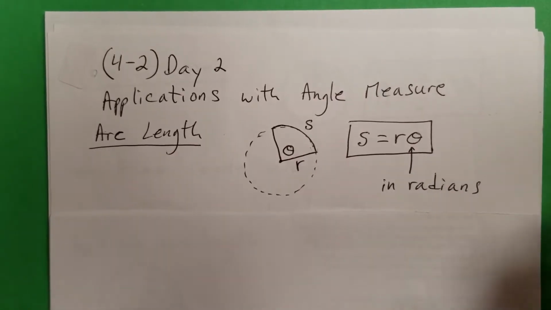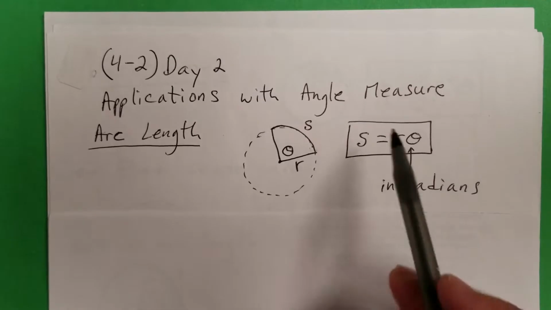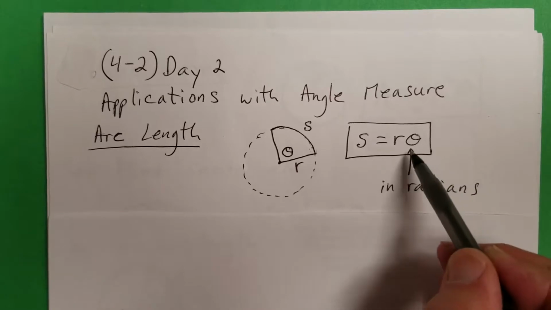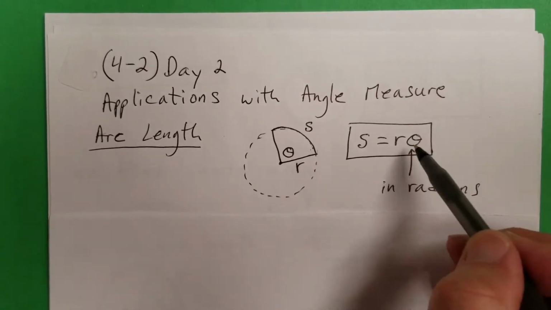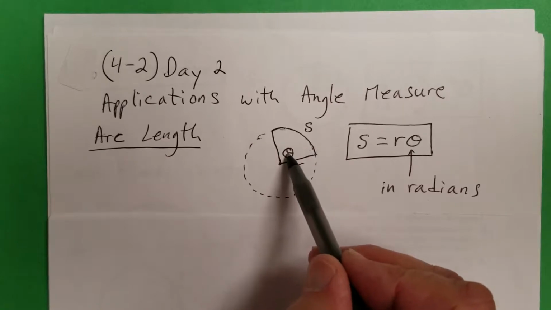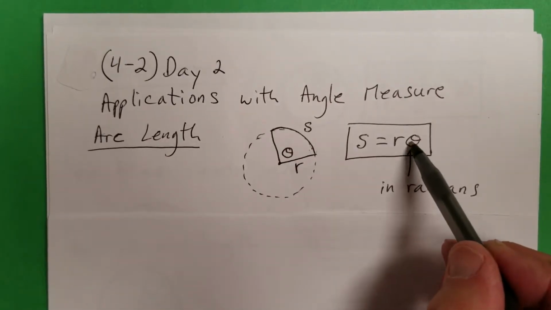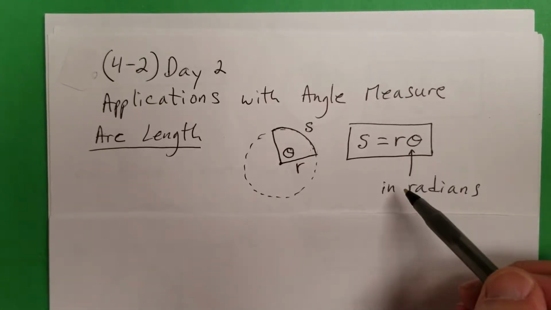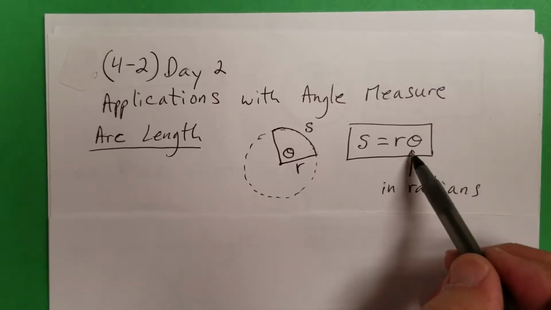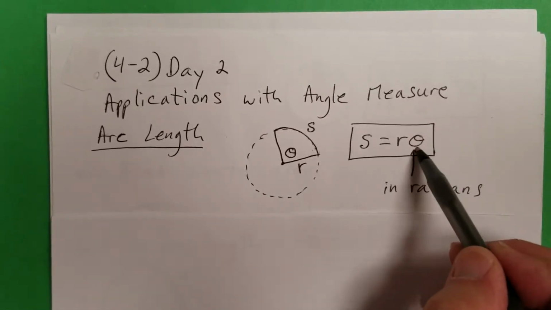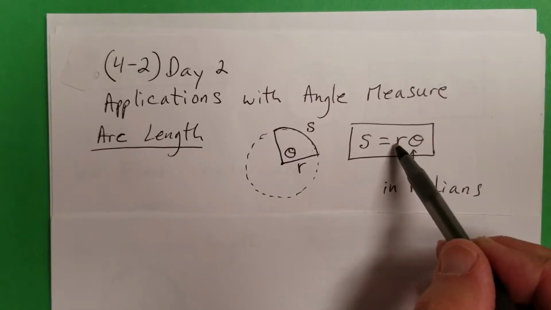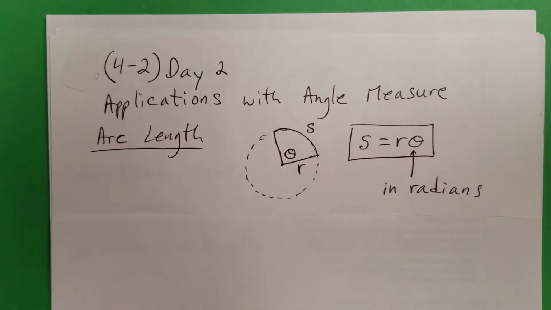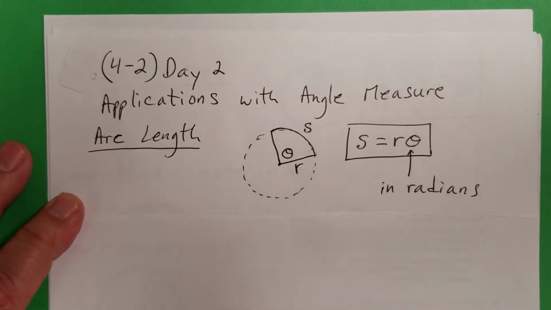We decided that with this formula, we're going to stick with radians. So your angle measure has to be in radians when you put it in this formula. So if this angle is 30 degrees, you can't put 30 there. First, you switch it to radians, which is pi over 6, and then you put it in there. R can be in inches or meters or centimeters or whatever, okay?